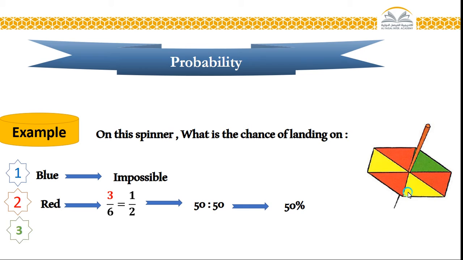Clear? Now, question 3, green. I want to get the color green, but how many colors in total? I have 1, 2, 3, 4, 5, 6. I have 6 colors, but I will choose only the color green. It's 1. So I will get 1 from 6, or 1/6. Now please follow this video to better understand the concept of probability.